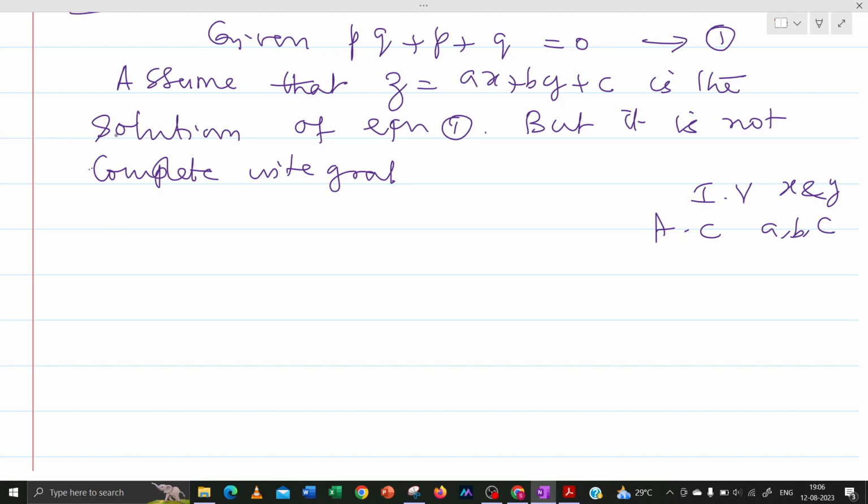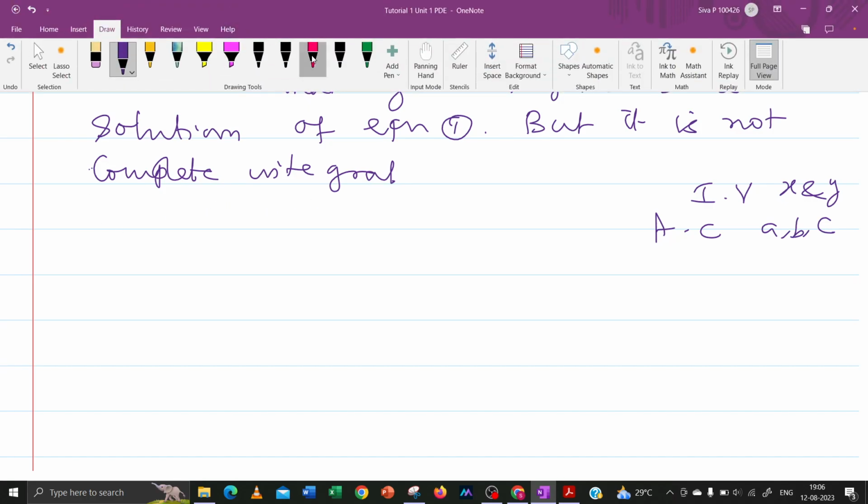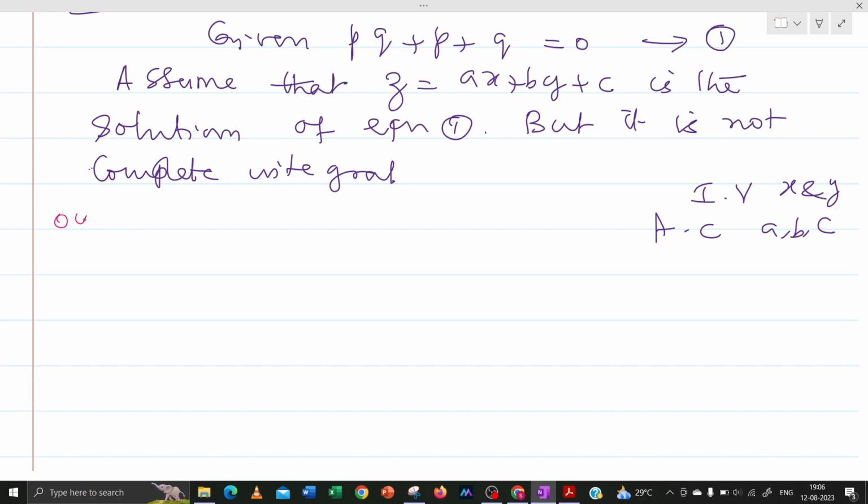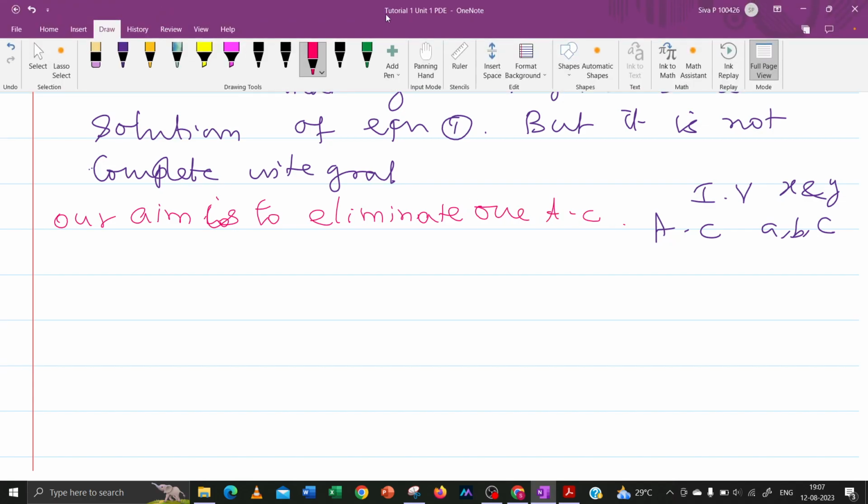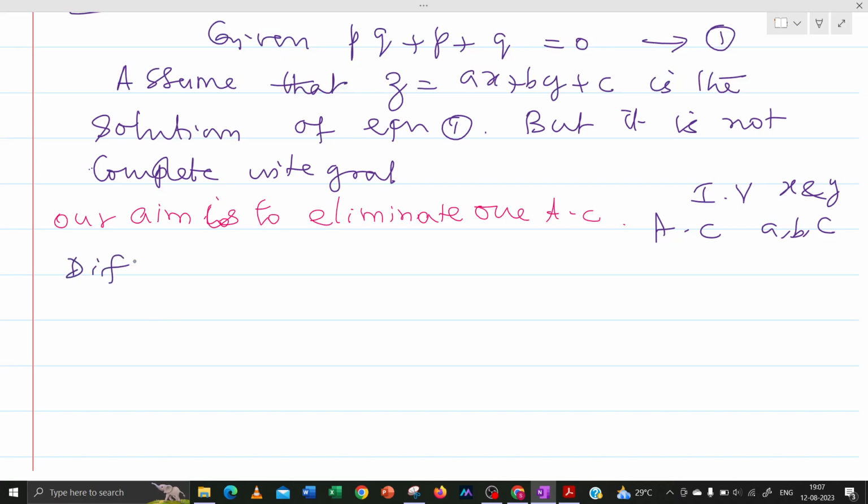We have to eliminate one arbitrary constant here. So our aim is to eliminate any one of the arbitrary constants. For this, you have to differentiate equation 2 with respect to x and y.